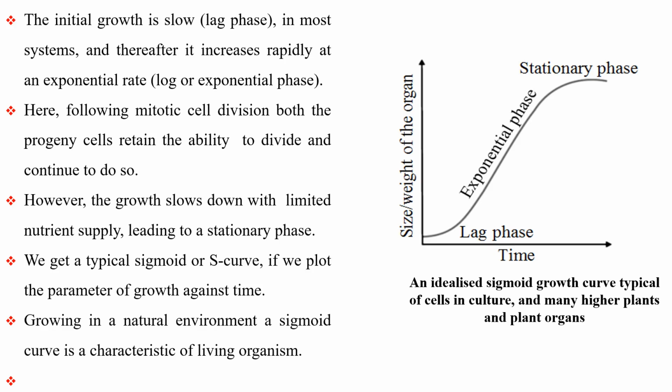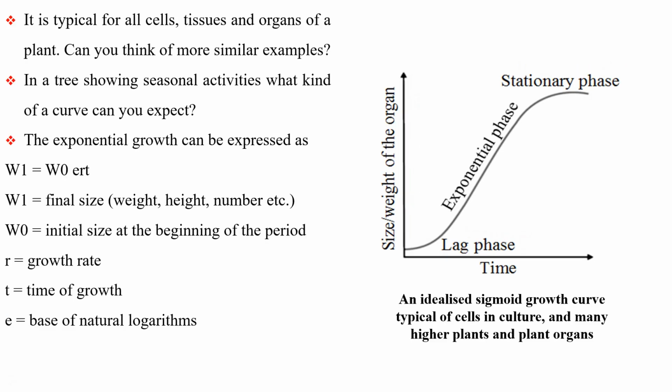Growing in a natural environment, a sigmoid curve is a characteristic of a living organism. It is typical for all cells, tissues, and organs of a plant. Can you think of more similar examples? In a tree showing seasonal activities, what kind of a curve can you expect?